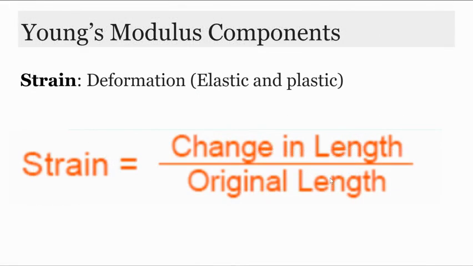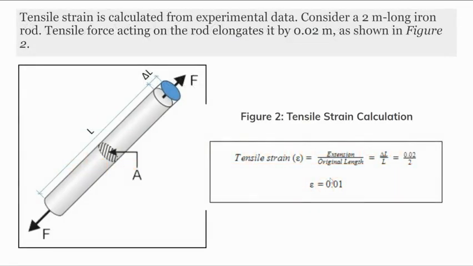Our second component that goes into calculating Young's modulus is strain. Strain measures how much deformation occurred. That can be elastic, bonds being stretched, but when the force is removed, it returns to its original position, or plastic deformation, where bonds are broken and the change is permanent. So to calculate strain, we're going to divide change in length by original length. Again, our equation for strain is change in length divided by original length.